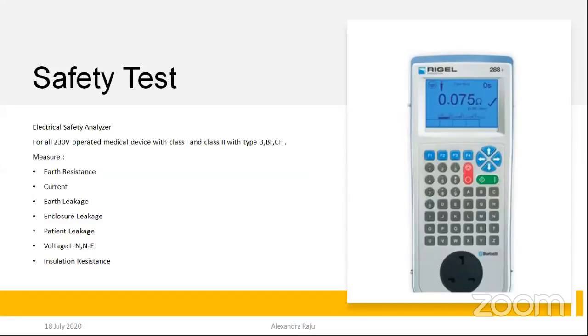So this is the electrical safety test from Rigel Medical, which can be performed for all 230 V operated medical devices that are categorized into class 1 and class 2 with type B, BF and CF applied parts. So we can measure the earth resistance, leakage current, enclosure current, patient leakage, the voltage and the insulation resistance with the help of a safety analyzer. So next slide, sir.